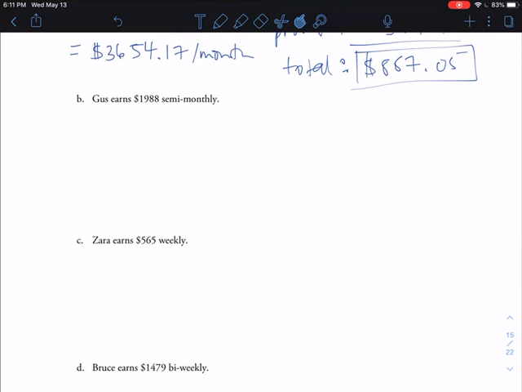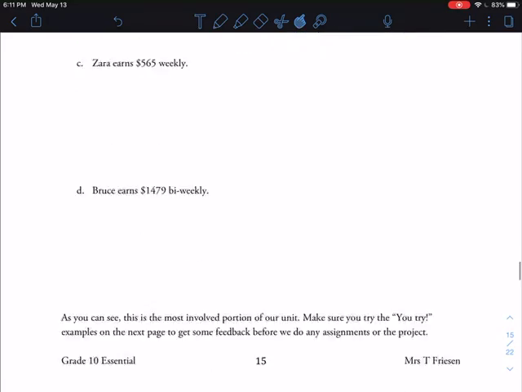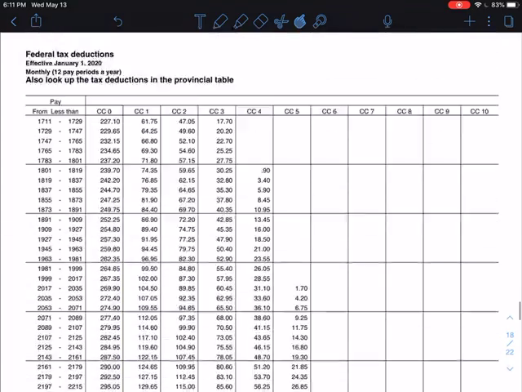All right, this time we're talking about Gus, who earns semi-monthly. Okay, so remember that semi-monthly means 2 times per month or 24 times per year. Okay, and so since this is 2 times per month, we can multiply it by 2 to get a monthly payment. So you can multiply 1,988 by 2 to get 3,976 per month. Okay, so there's our new number, and we're going to scroll. You get the idea, hey? Lots of scrolling this time.